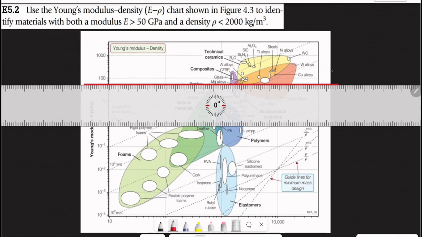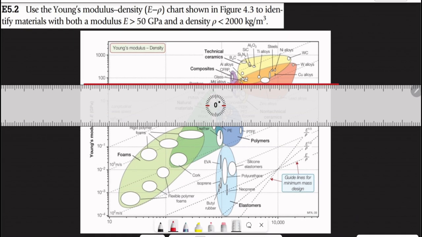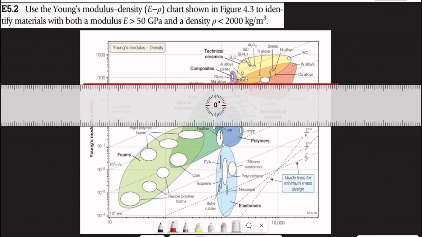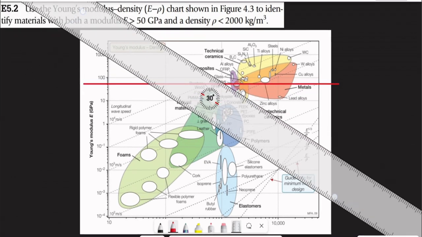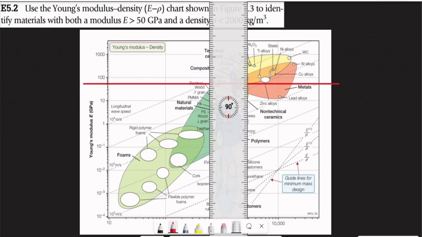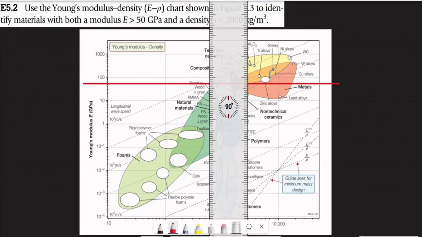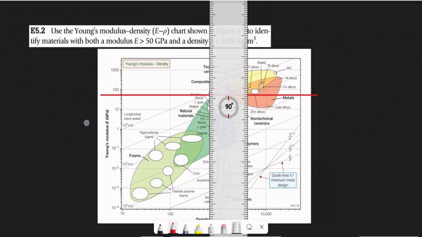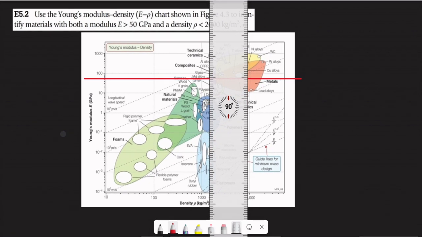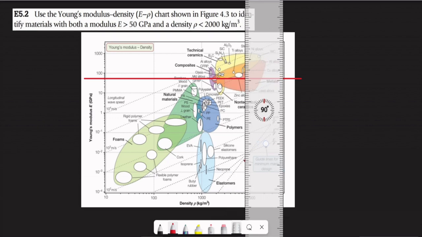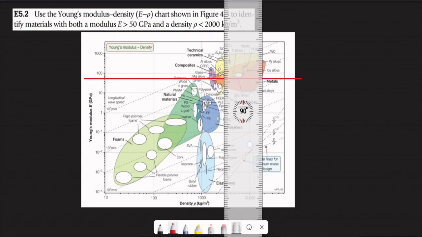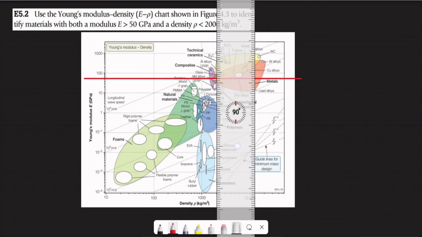We do the same thing for less than 2000 kilograms per meter cubed. So we turn our ruler all the way to the horizontal, at 90 degrees, and we are looking for a material with a density less than 2000. So this is 1000 and this is what? 2000. So at 90 degrees, less than 2000, we draw a line.